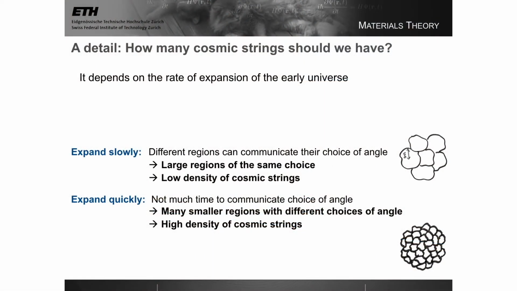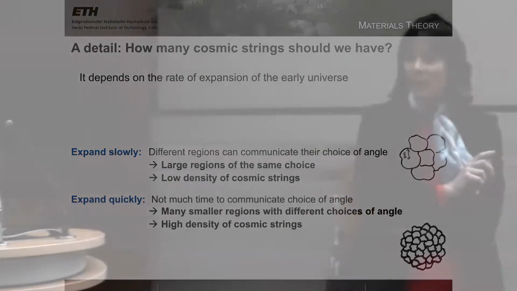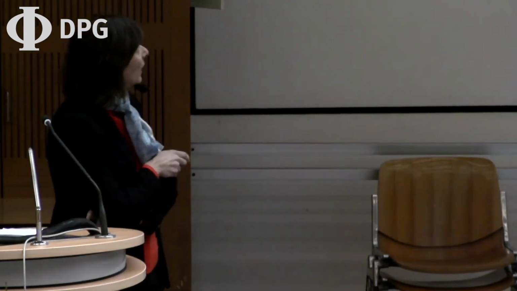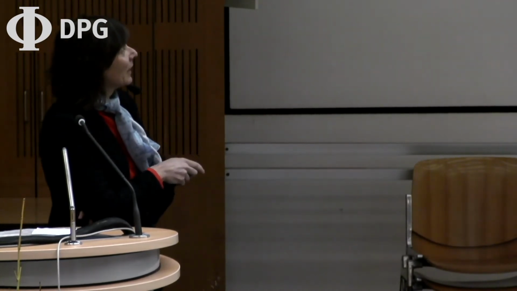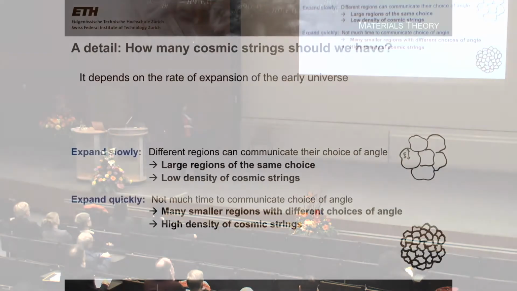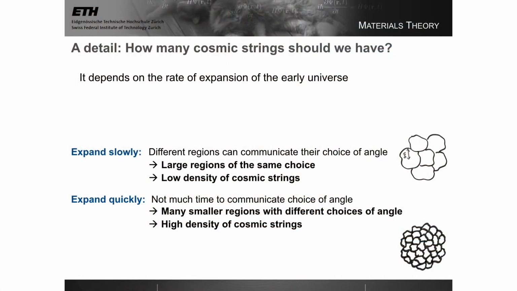It gets even a little bit more specific in regard to how many cosmic strings should have formed. And this depends on the rate of expansion of the universe. And it's kind of intuitive. If the universe expanded slowly through the grand unification transition, then a particular region of space can communicate its choice of angle to the neighboring space. There's time to say to the neighboring regions, hey, adopt the same orientation as me because that will lower our energy. And so we get large regions with the same choice of angle, and as a consequence, the defects, the intersections, have a lower density.